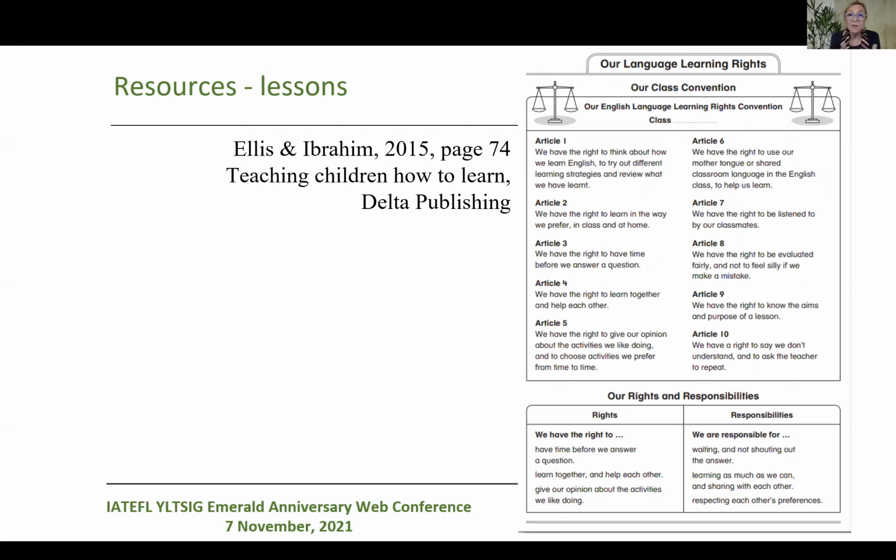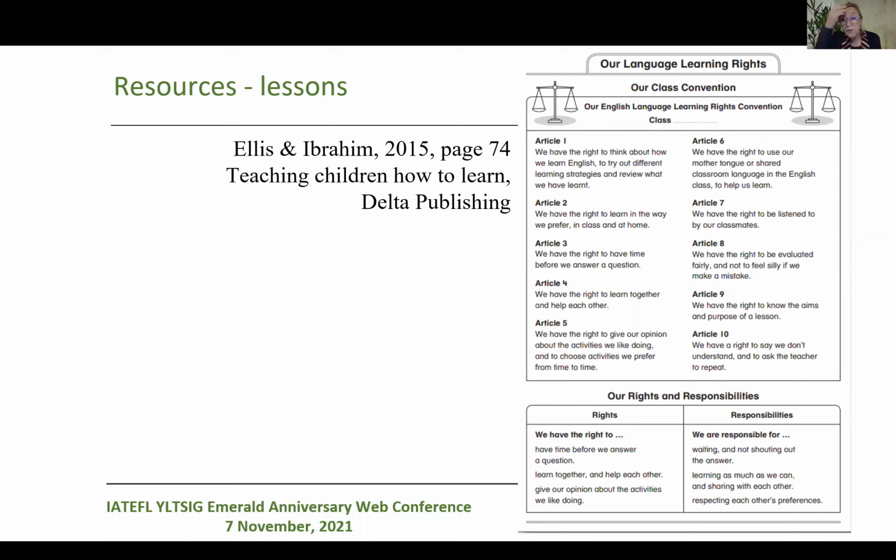So what happens is that the children in groups of 2 or 3 think of 2 or 3 English language learning rights they would like to have. They then come together as a class to present and discuss the language learning rights, and they vote for the top 10 to include in their class convention, which they then display in their classroom.